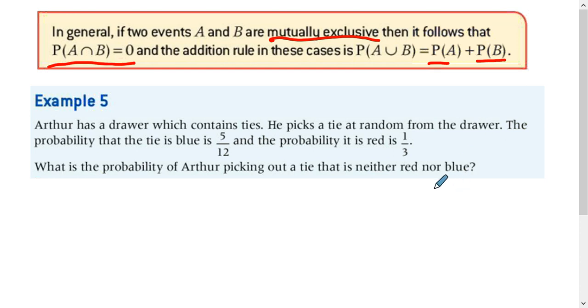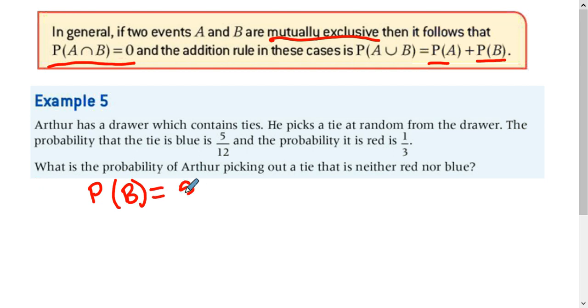What is the probability of Arthur picking out a tie that is neither blue nor red? What I want you to do is take a minute here and figure out the probability of that occurring. To start a problem like this, again, you have to know whether it's mutually exclusive or not. So we look at each individual probability. I want to figure out the probability of picking a blue tie. What's the probability of a blue tie?